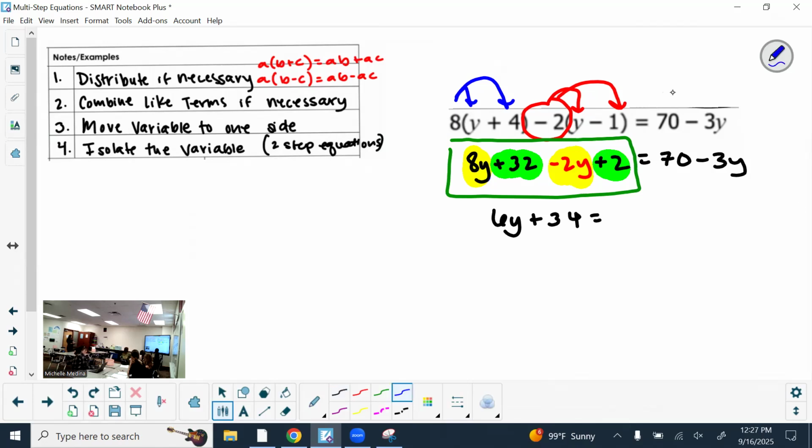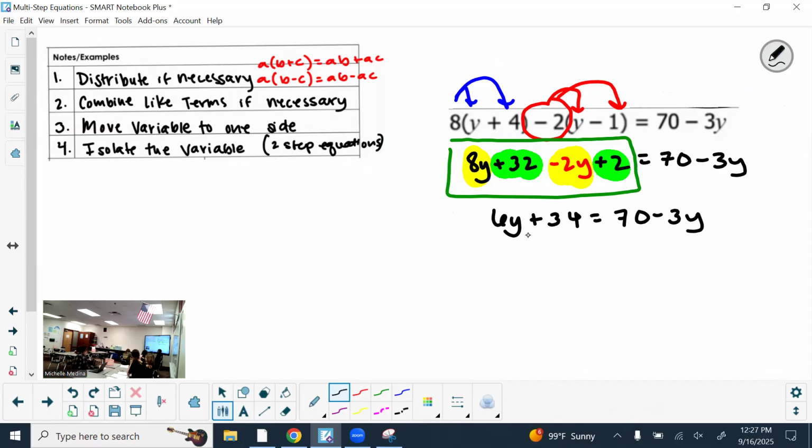Gracie, on the right side, are there any like terms to combine? No, because one has a y and the other one doesn't. So no like terms there. We're on to our next step, which is move the variable to one side. Do I need to move the variable to one side, or is it on one side already?